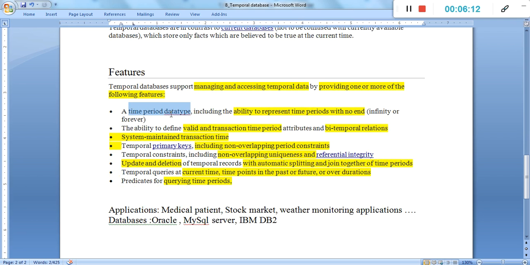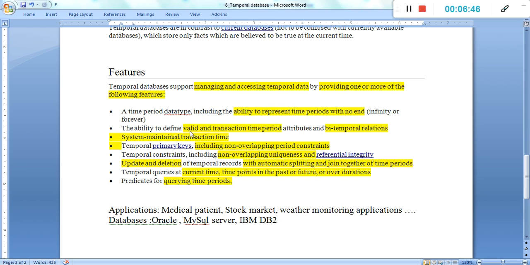A time period data type, including the ability to represent a time period with no end. If only the starting time is given for a record, then it shows that time as infinite or forever. That is simply the first feature. The ability to define valid and transaction time period attributes, and bitemporal relations.